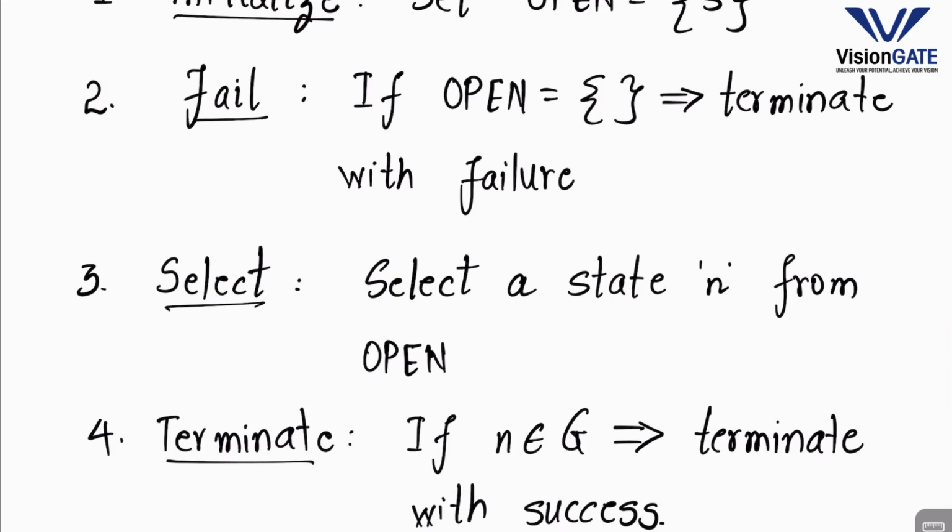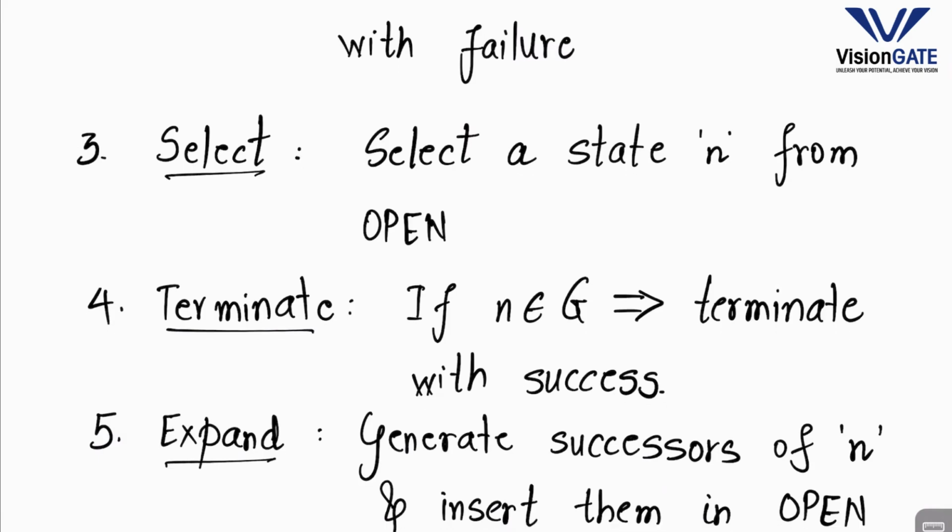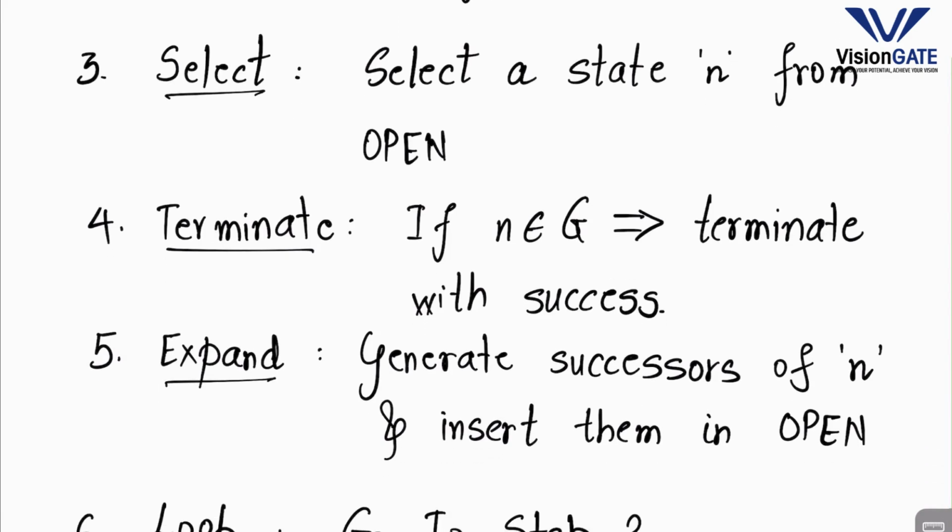If that is not the case, the open list will have at least one node. So we will select this node or state n from the open list. Now we will check whether this state is one of the goal states. If it is one of the goal states, we have found a path from the initial state to a goal state, so we can terminate with success.